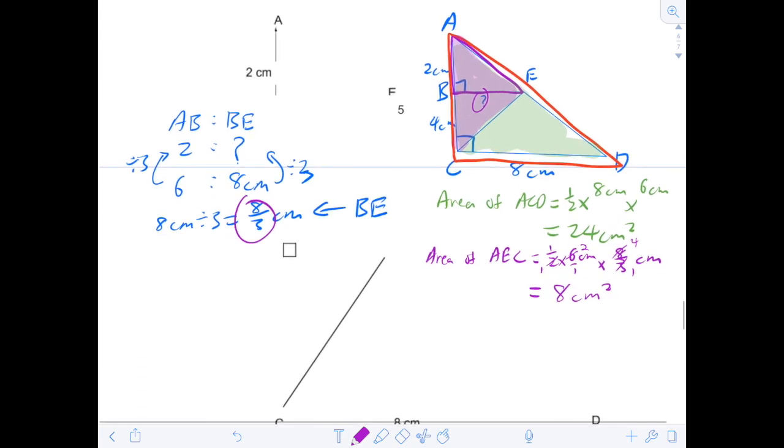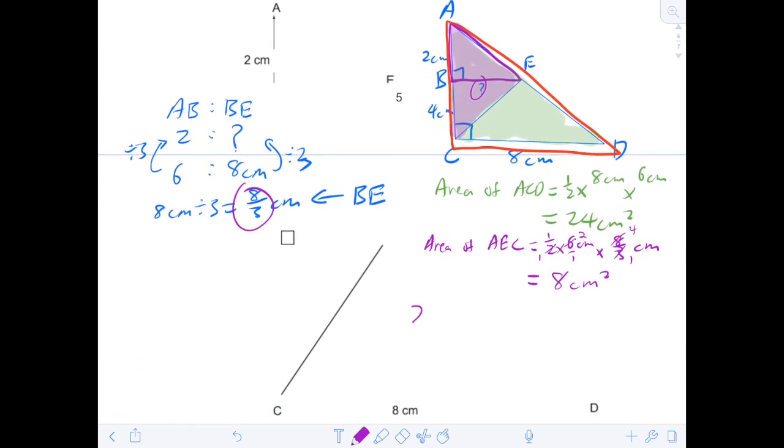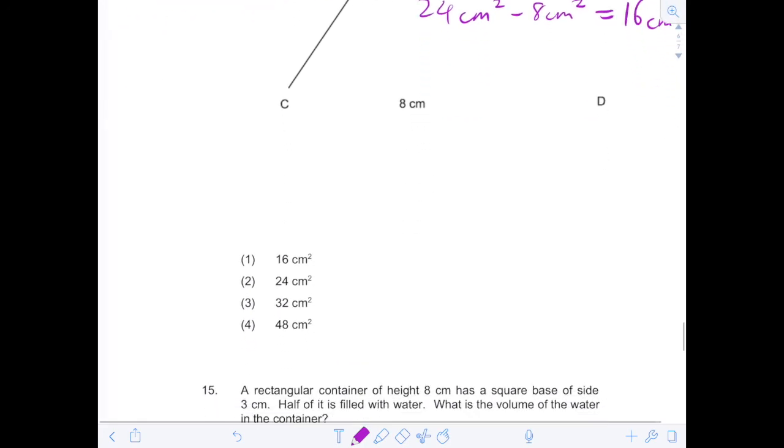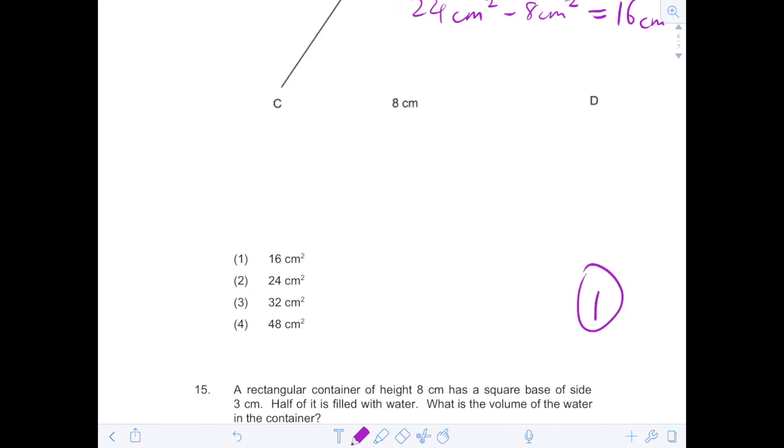So after we get these two areas, all we need to do is minus off. We get 24 square cm minus the 8 square cm. You get 16 square cm. So the answer should be 1.